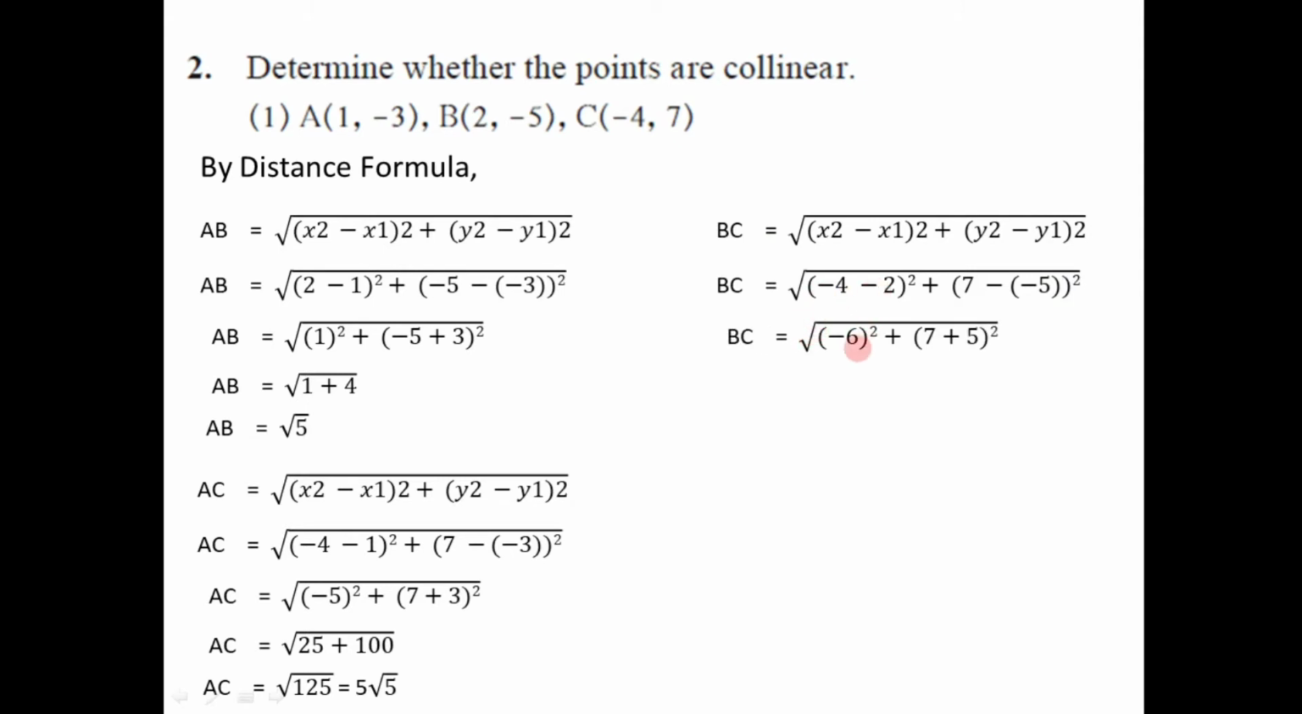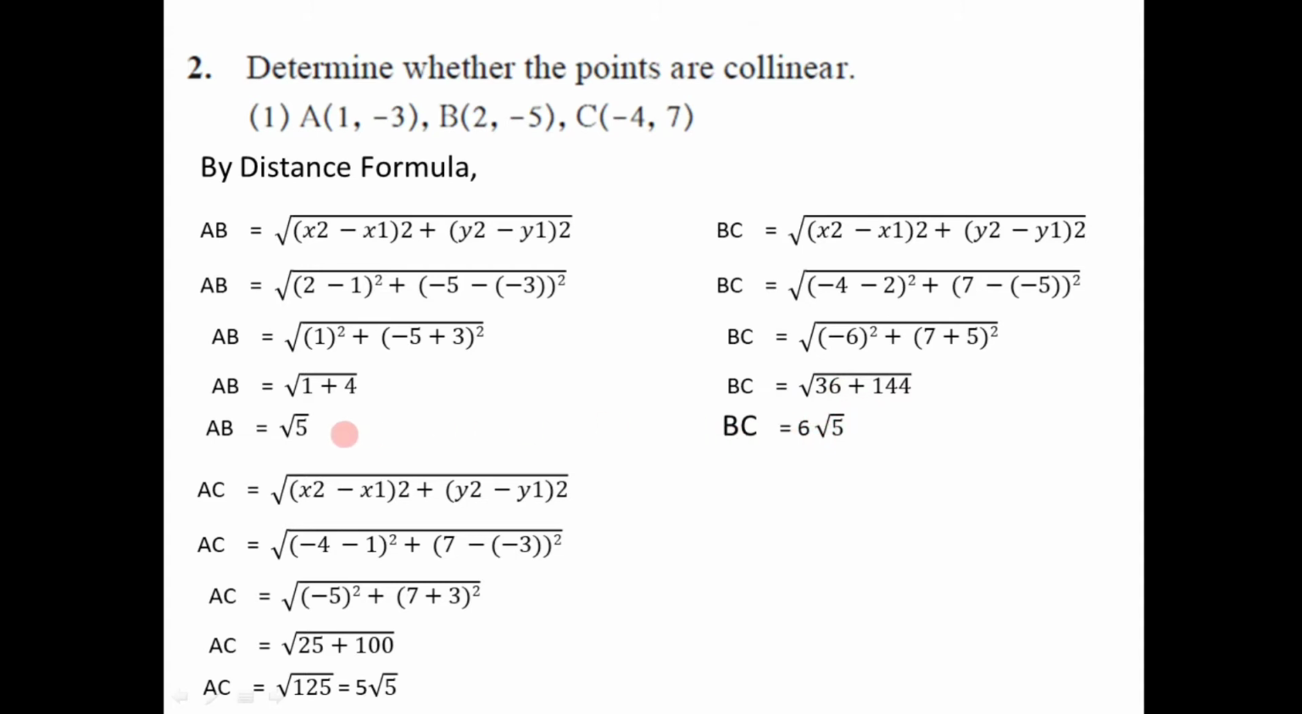So minus 4 minus 2, that's minus 6 whole square, plus 7 minus minus will become plus 5, whole square. That is under root minus 6 square is 36, plus 7 plus 5, that's 12, and 12 square is 144. So BC is equal to under root 36 plus 144. We will get under root 180. And if we simplify that, we get BC is equal to 6 root 5.